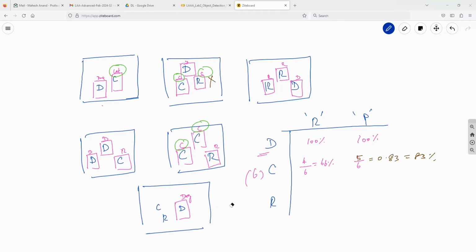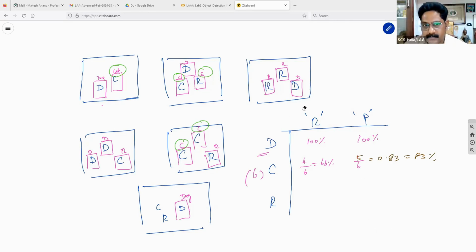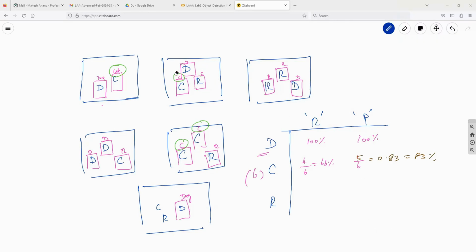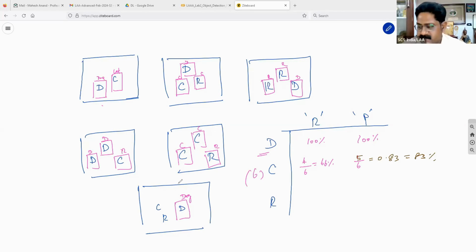So 3 by 4, sir. Just recall for rabbit. Yes. Let me record the answer. Later on, we can cross check it. 3 by 4. Precision for the rabbit.